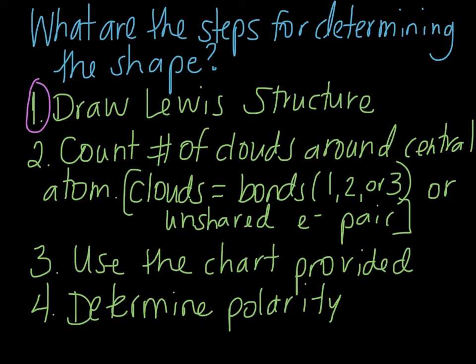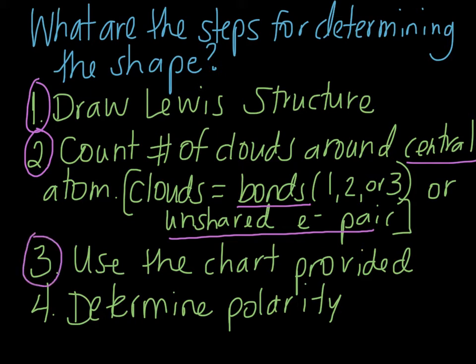Once you've done that, you're going to count what are called the clouds around the central atom in that structure. A cloud is any bond off that central atom. It could be a single, double, or triple bond, or an unshared pair of electrons. So count up the number of clouds around it, and then you're going to look at the chart that I'm going to give you in class tomorrow. And then the final thing that you're going to do is determine if the shape is polar or not. This can usually be determined by looking at the chart that I'm going to give you.